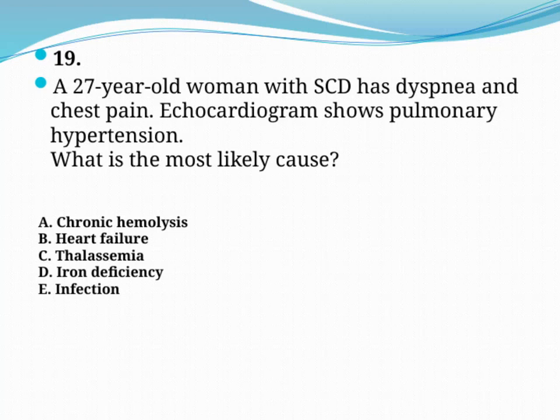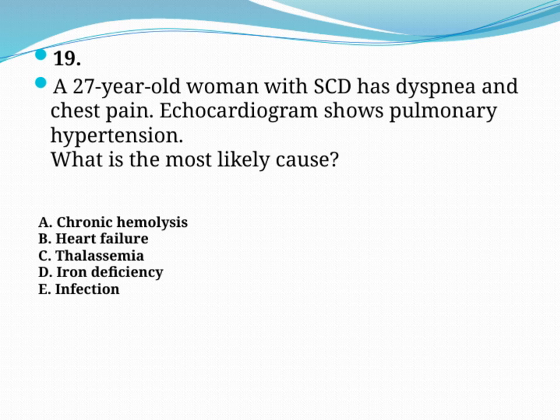Let's consider this case of a 27-year-old woman with sickle cell disease who is experiencing dyspnea and chest pain. Her echocardiogram indicates pulmonary hypertension, which raises an important question. What is the most likely cause in her situation? Looking at the options, chronic hemolysis stands out as a key contributor here.